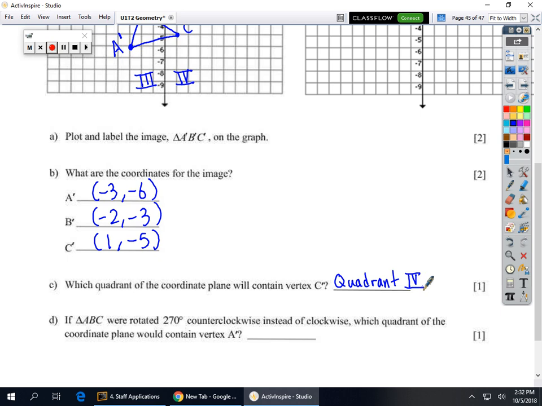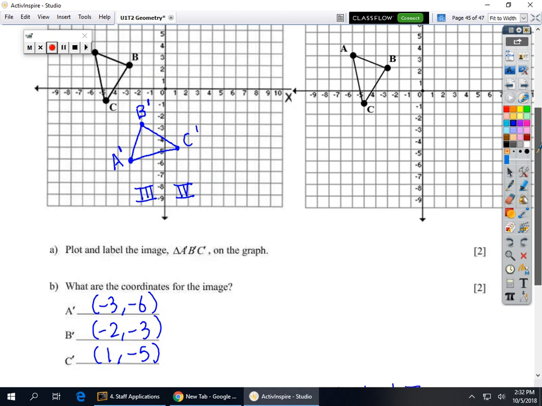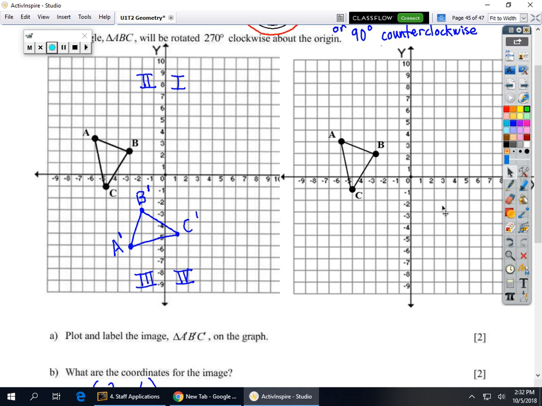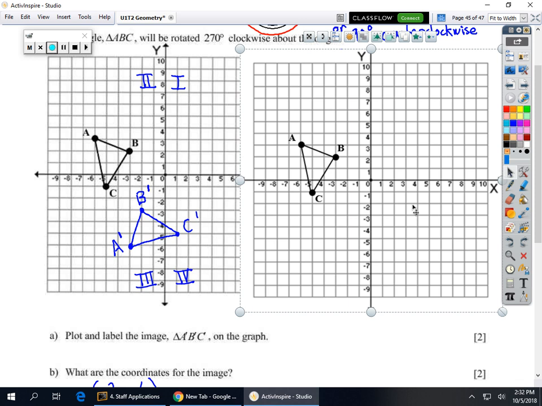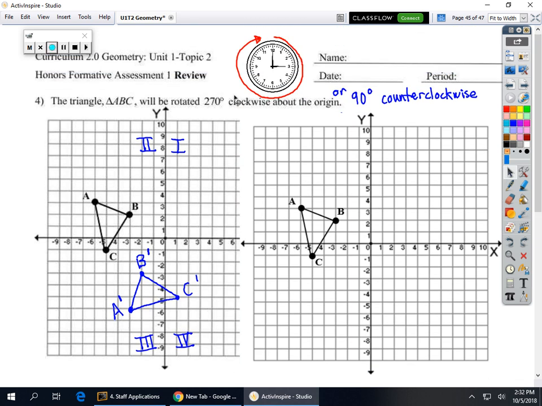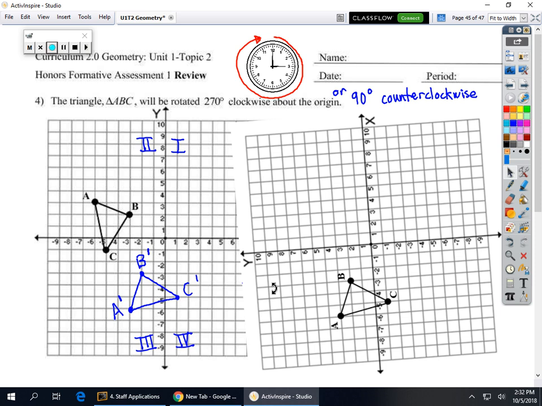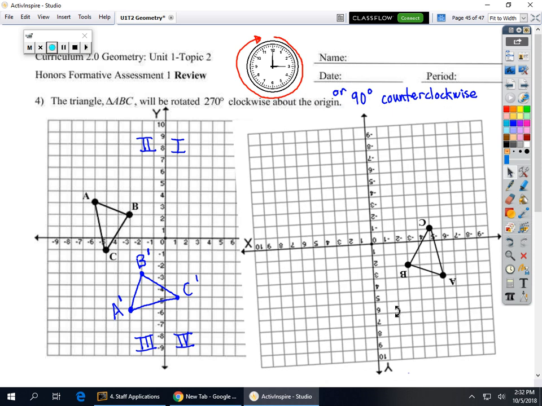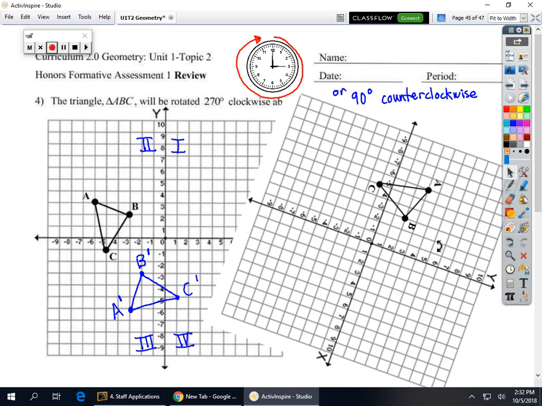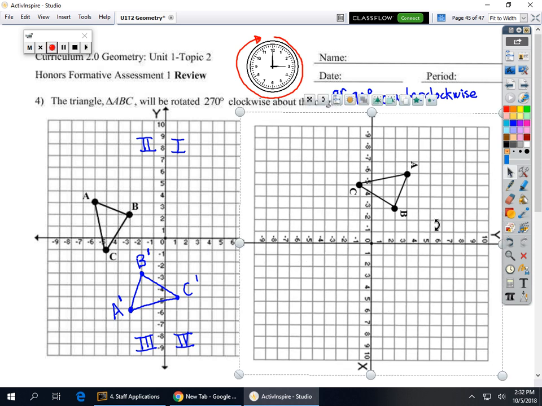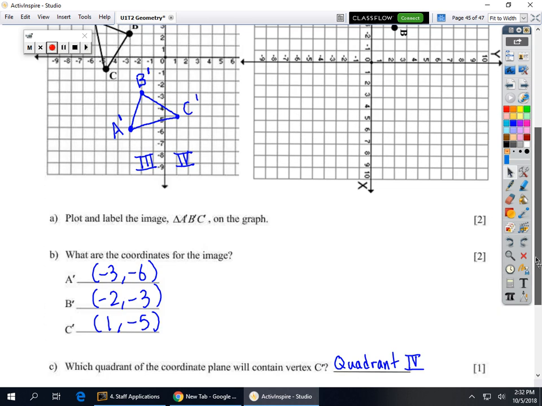All right, and this last one here. A, B, C were rotated counterclockwise instead of clockwise. Which quadrant of the coordinate plane would contain vertex A prime? So this is actually where I'm going to go to my original image. I'm actually going to think about it. What if I rotated it counterclockwise, meaning going the other way? So if I rotated this counterclockwise 270, so that means I'm going 90, 180, oops, and 270.